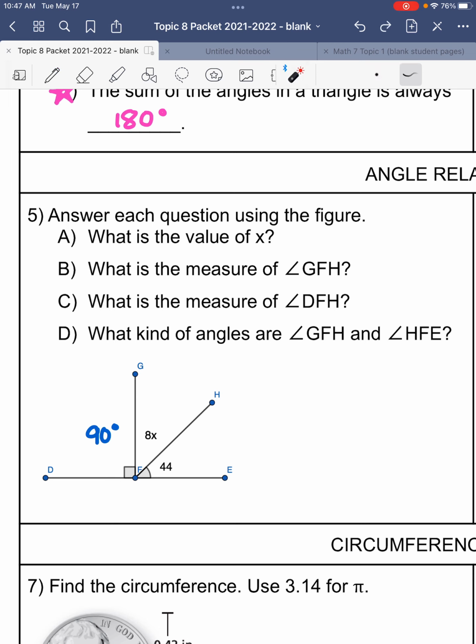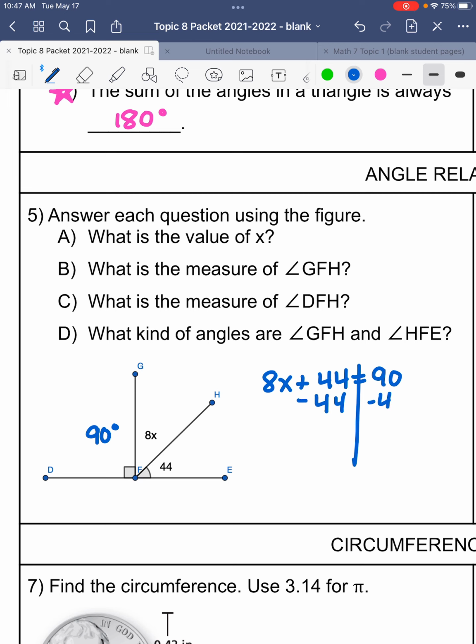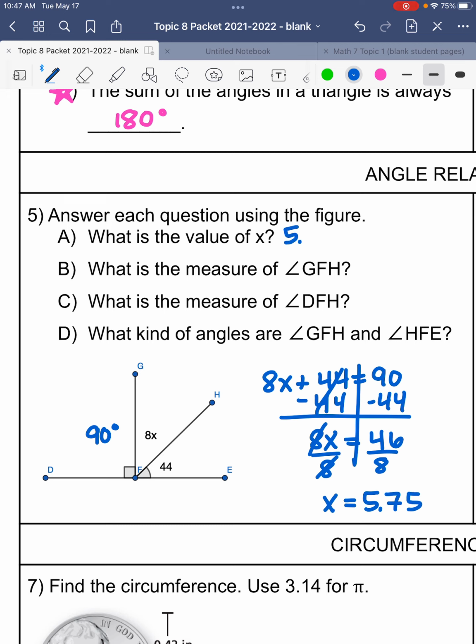Well, I know that because this angle here is 90 degrees, that means that these two angles together are also 90 degrees. So I could write an equation. We could say 8x plus 44 equals 90. To get that x by itself, this is a normal two-step equation. I'm going to subtract 44 on both sides. So I have 8x equals 46. To get that x by itself, divide by 8 on both sides. So x equals 5.75. So that is my answer for A, 5.75.